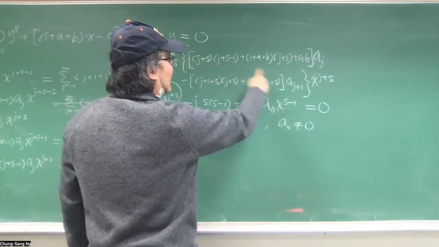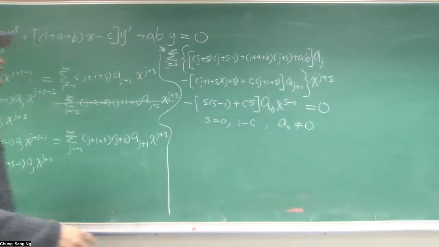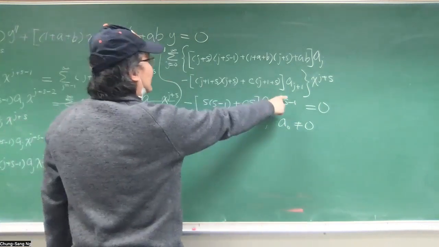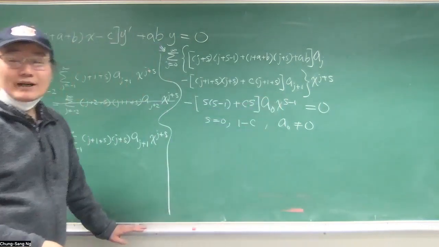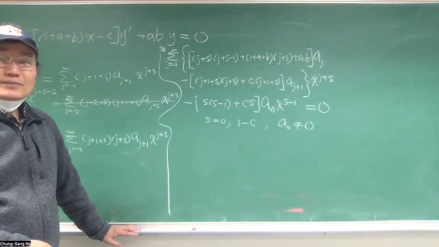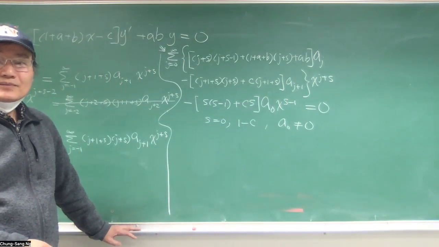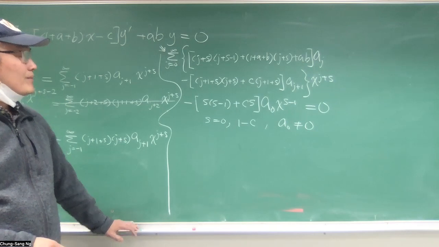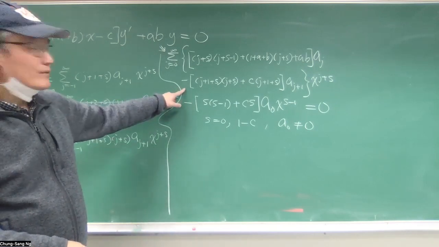Now this curly bracket is zero, right? Why do you start our sum at j equals zero for the second function? This one? Yeah.